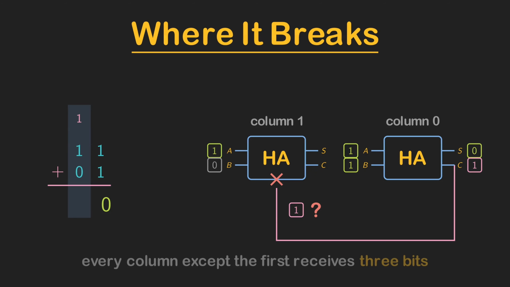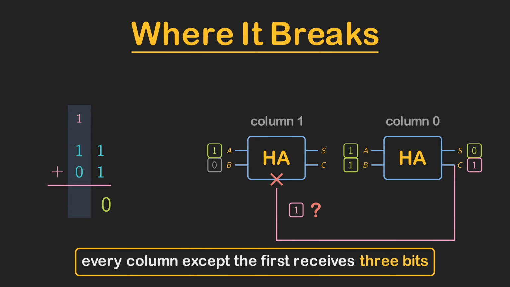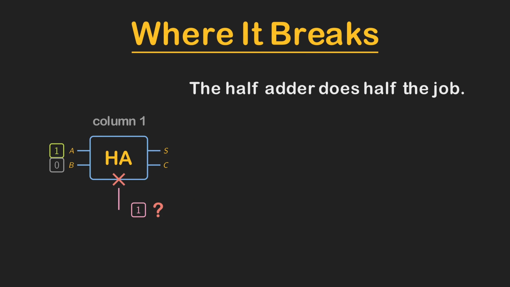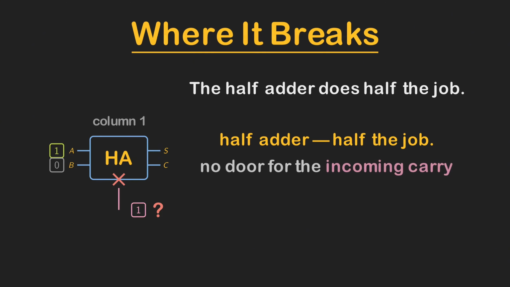The failure itself is the next specification. Every column except the first receives 3 bits. The half adder does half the job, and that is exactly why it's called a half adder. Remember it this way: half adder, half the job. No door for the incoming carry.